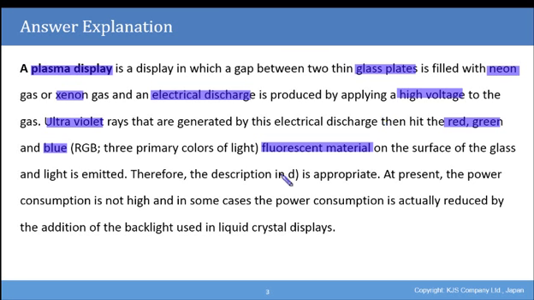Therefore, the description in D is the most appropriate. At present, the power consumption is not high, and in some cases, power consumption is actually reduced by the addition of the backlight used in liquid crystal displays.